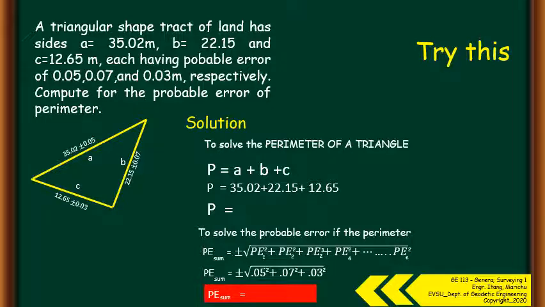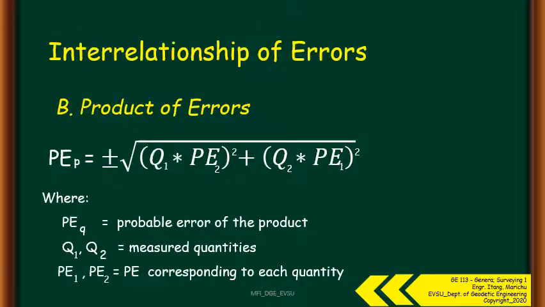Another is, we have product of errors. What if naman, so example, area. To get the area, for example, rectangle, that is length times width. So, what will happen? We can use this formula. So, pag may mali, pag measure natin ng length, and we can have also error in determining the width. So, the product must also contain a probable error. So, that is being called as probable error of the product.